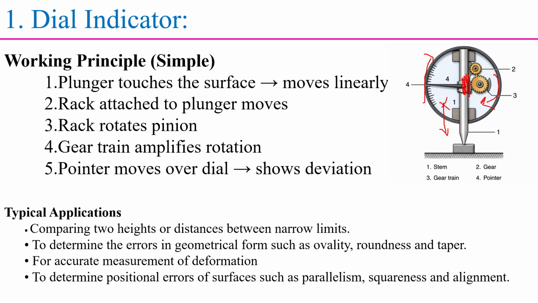Let's see the applications of the dial indicator. So first application is comparing two heights or distances between narrow limits. And next application is to determine the errors in geometrical form such as ovality, roundness and taper. Next application is for accurate measurement of deformation. Next one is to determine positional errors of surfaces such as parallelism, squareness and alignment.